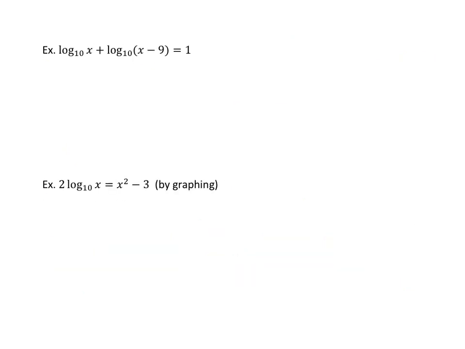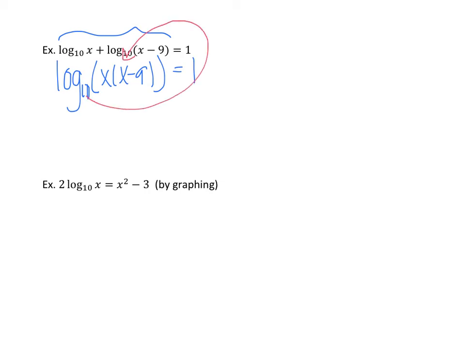Okay, last two examples. I've got 2 logs, so I'm going to condense them into one. Since it's over addition, I'm going to condense them to multiplication. Log base 10 of x times x minus 9 equals 1. Then I'm going to snail. 10 to the 1 equals x squared minus 9x if I distribute.